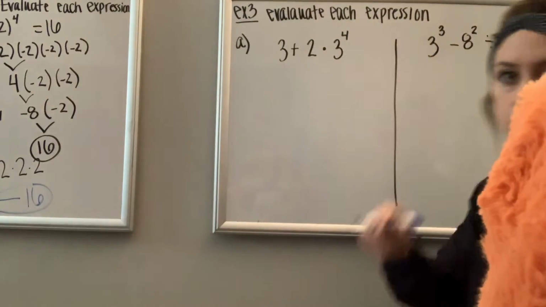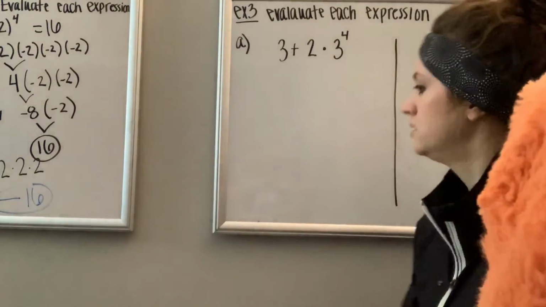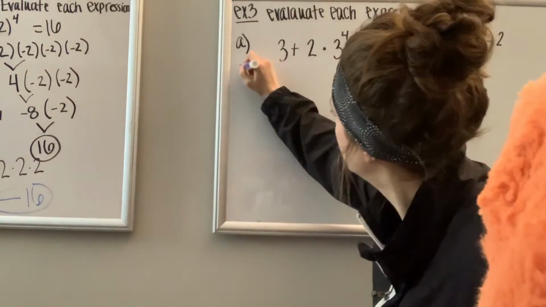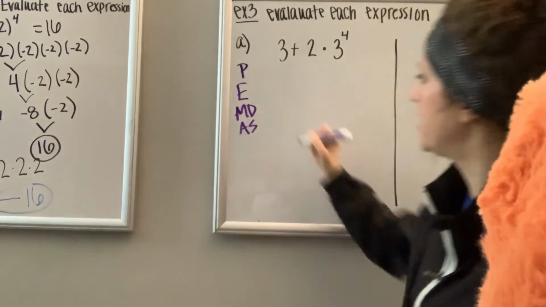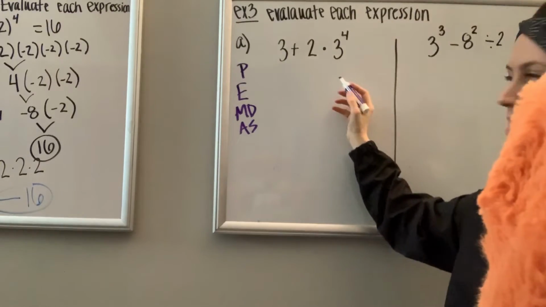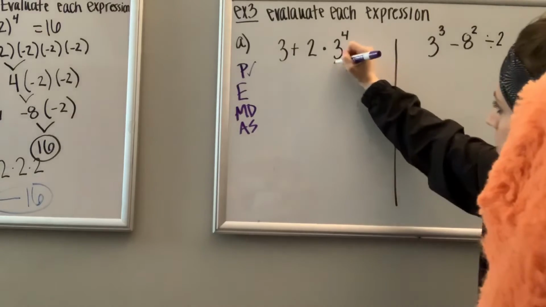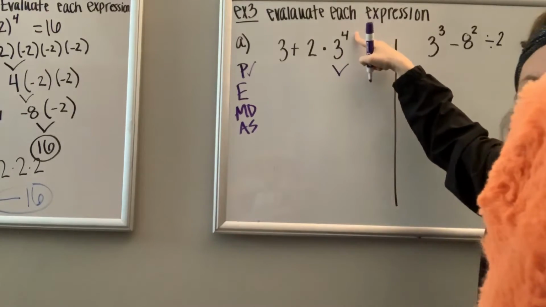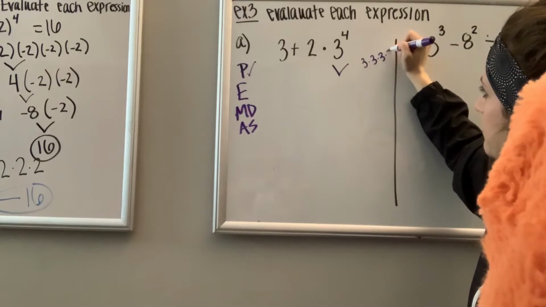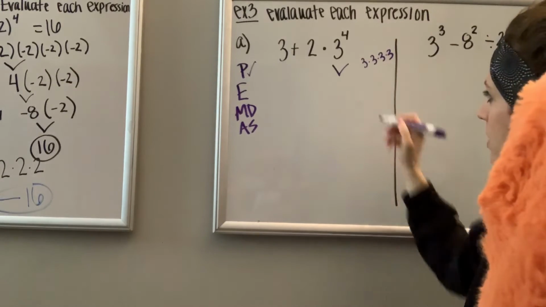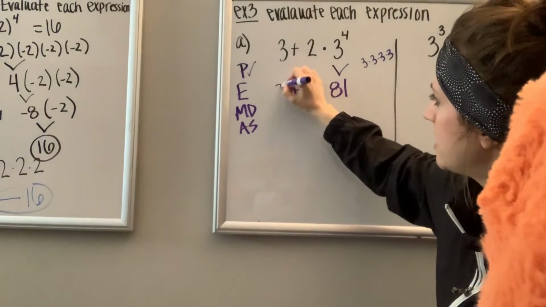Evaluate each expression. We're still evaluating, so we're going to use the order of operations. So I'm going to create that little check list. Please excuse my dear Aunt Sally. Parentheses, I don't see any, so I'm done. Exponents, I see one right here. 3 to the 4th power, that's 3 times 3 times 3 times 3. And that will give you 81. And I'm going to drop down everything that I did not use.